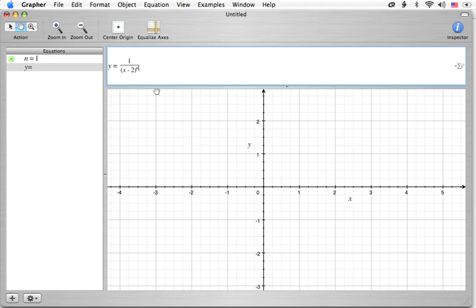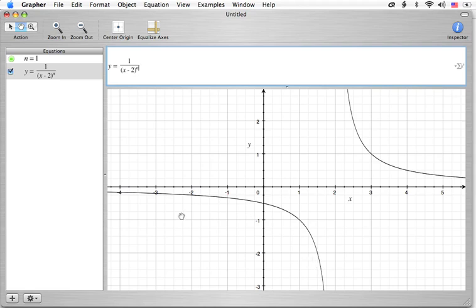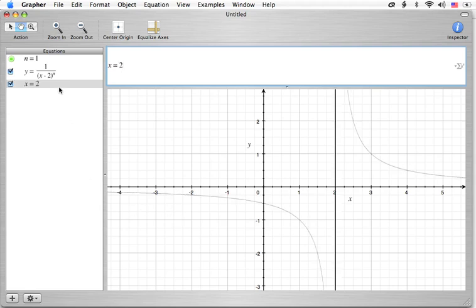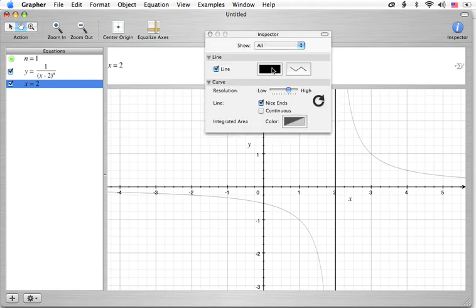Now, this is just going to end up being the inverse relation shifted over 2 units. So normally we would have first and third quadrants, except that whole thing has been shifted to the right 2 units. Let's also put in the asymptote itself, which is going to be the equation x equals 2. We're going to color some of these things so we can see them very clearly.